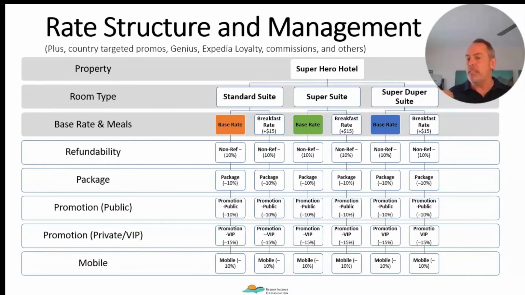Mobile is another thing I see a lot of hotels missing. A lot of volume will come in on mobile specific promotions. So don't forget about that. Sometimes it does layer on top of other promotions, so be careful on that, but sometimes it does not layer. So it depends on the channel. But all of these rates, right, can get very complicated to manage.